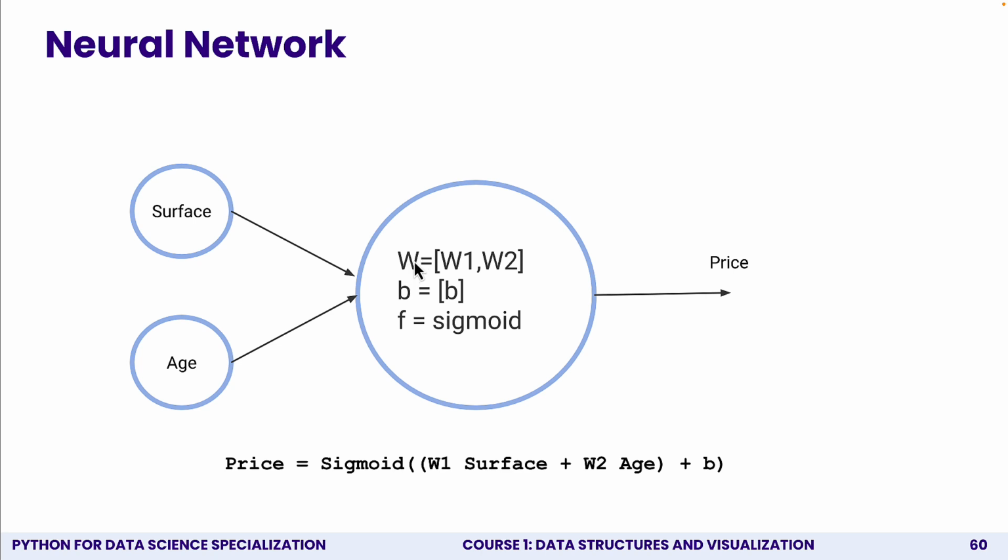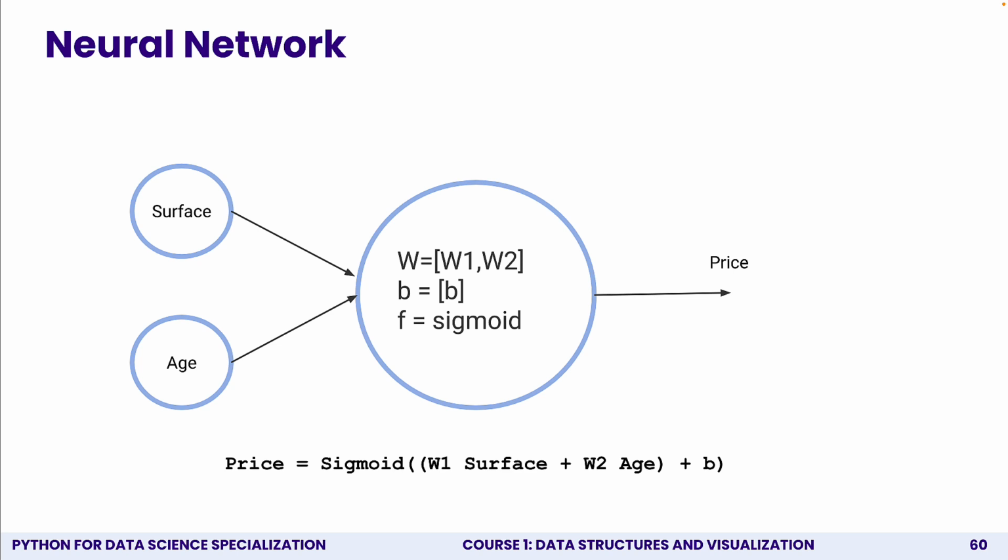It has weights. Here we have only two input features, so we will have two weights. Basically, what it does here is W1 multiplied by the surface and W2 multiplied by the age. This is the linear computation. So we multiply the weights by the features. And these must be numbers at the end because we do computations. Everything is a number in a neural network or in deep learning.